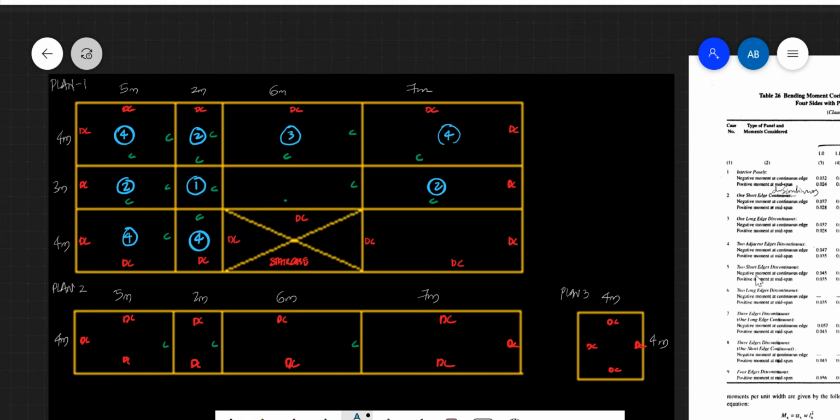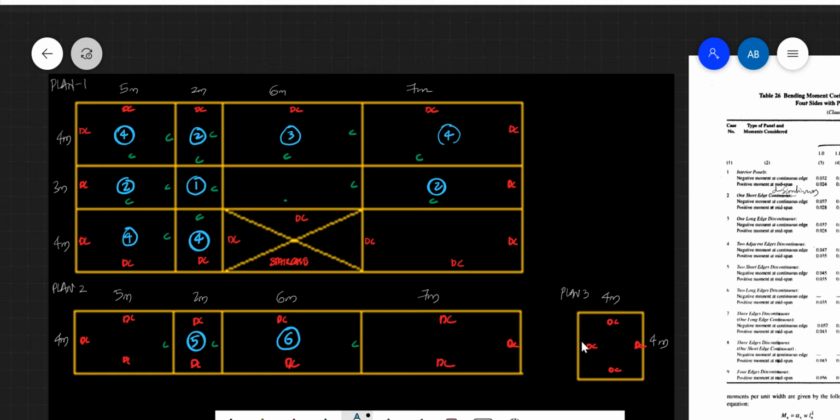Next one, the 2 shorter edges discontinuous. The 2 shorter edges discontinuous means there is no continuity for the shorter edges. In plan number 2, you could see the 2 shorter edges are discontinuous and the other edges are continuous. The next one is 2 longer edges discontinuous. This is the longer edge, and these 2 longer edges are discontinuous. This is panel number 6.